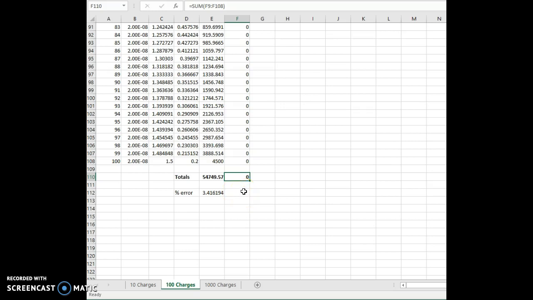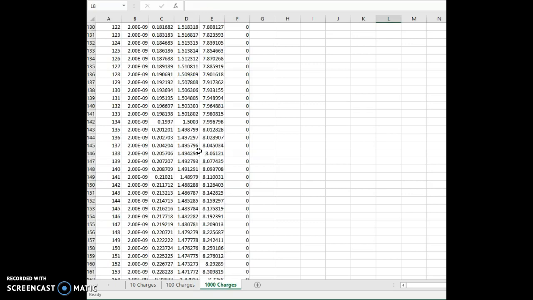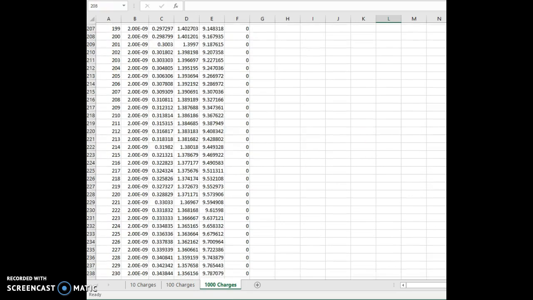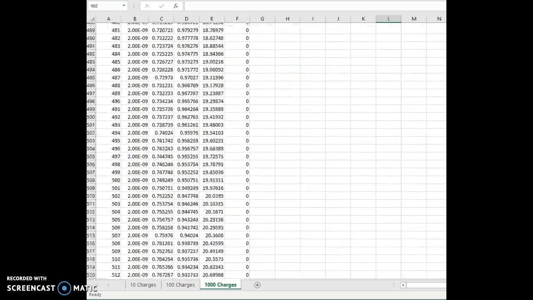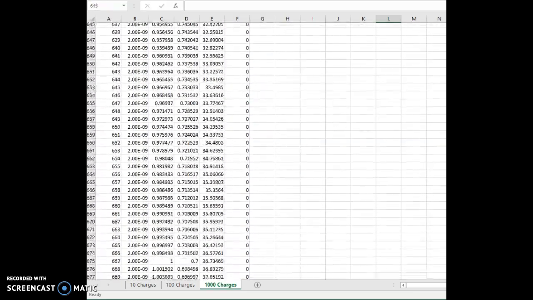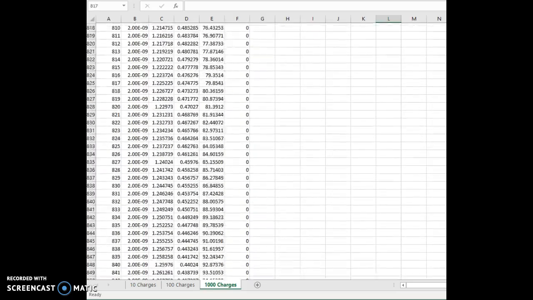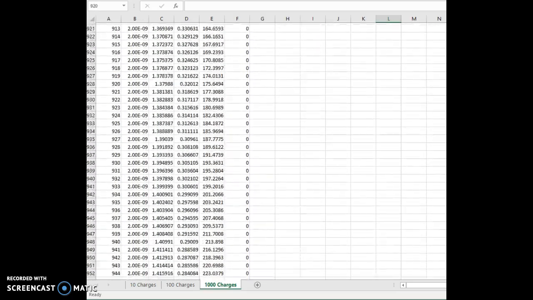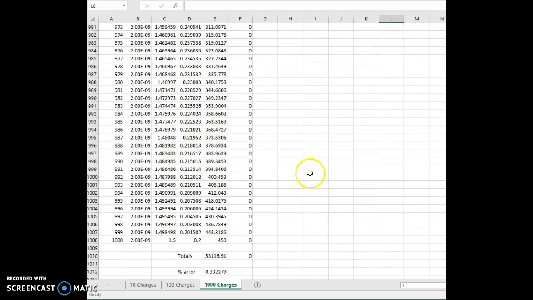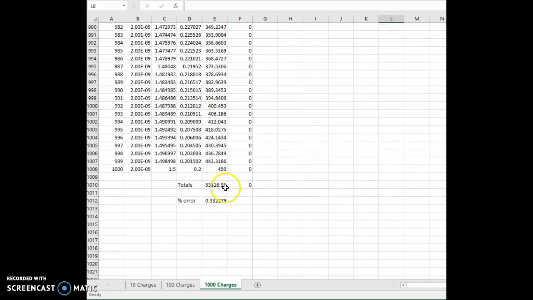And just for kicks, I'm going to go one better and see what if we break this rod into 1,000 point charges. Well, then there's a whole bunch of dragging down to do. And once I get down to the bottom here, this is why we use Excel, so I just have to drag the columns down. I don't have to keep punching things into my calculator or writing things on paper and pencil. So breaking that one rod into 1,000 point charges, we get 53,116.91 newtons per coulomb, about 0.3% error.